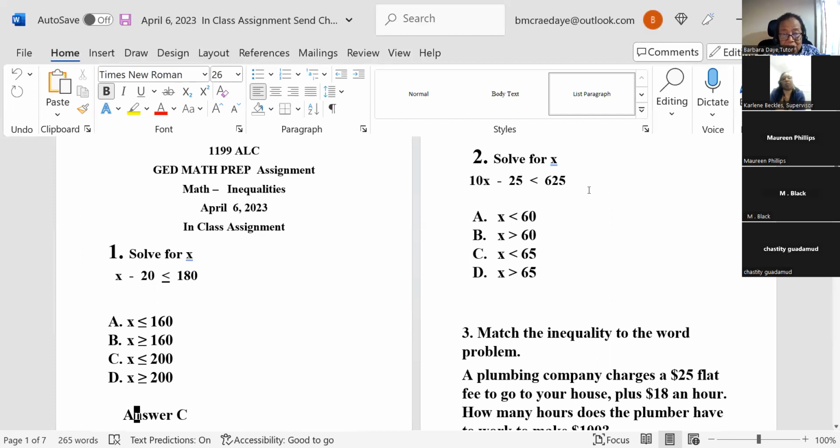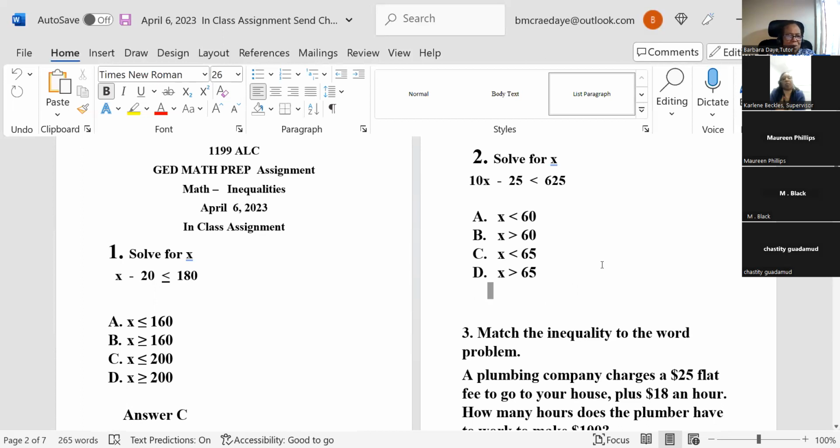Now, Maureen, if you tell me number two correctly, I'll give you credit. What's the answer to number two, Maureen? I put D. But Maureen, you've got a subtraction. What do you do with the 25? You subtract it. What's the opposite of subtract?